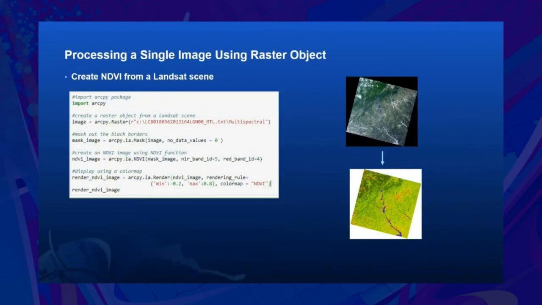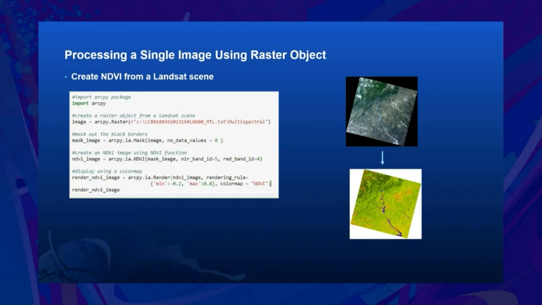Before jumping into the two workflows, I'd like to use a simple case to warm you up. It is an ArcPy code snippet. It creates an NDVI raster from a single Landsat scene and displays it with a color map.